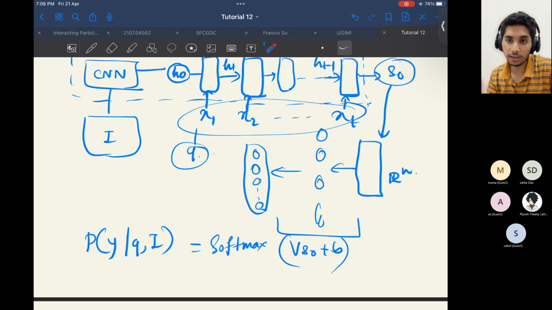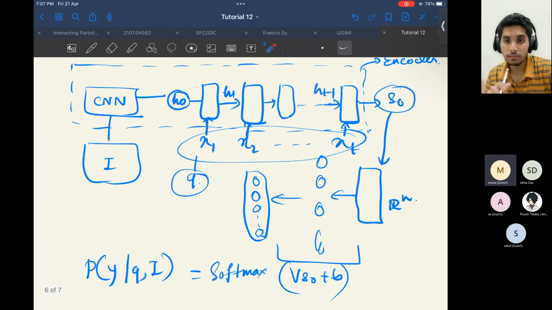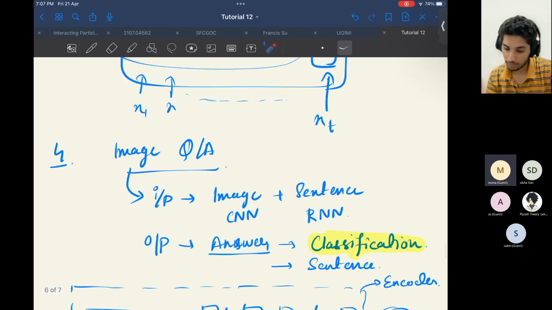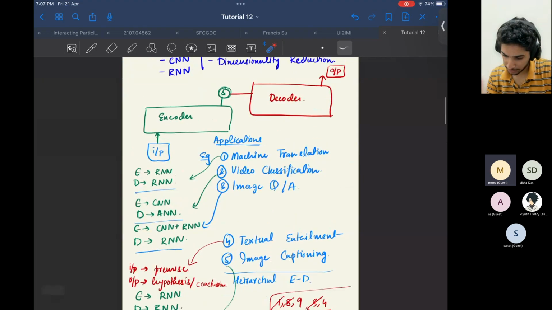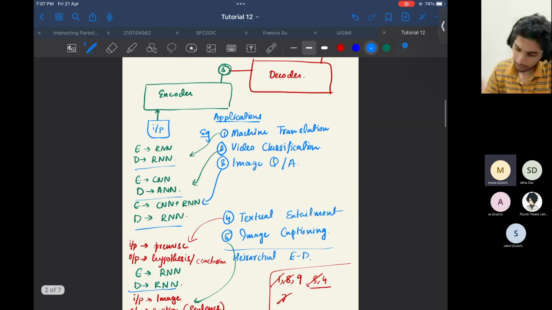Let me know if this is clear or not. Was I not clear, or maybe I missed something somewhere? If you have some doubt... This is fine. And could you just then, so the third example that you took in the beginning in the application was image questioning. There we had said the encoder was your CNN plus RNN. So in this questioning, are we saying the answer is a sentence or is it classification?